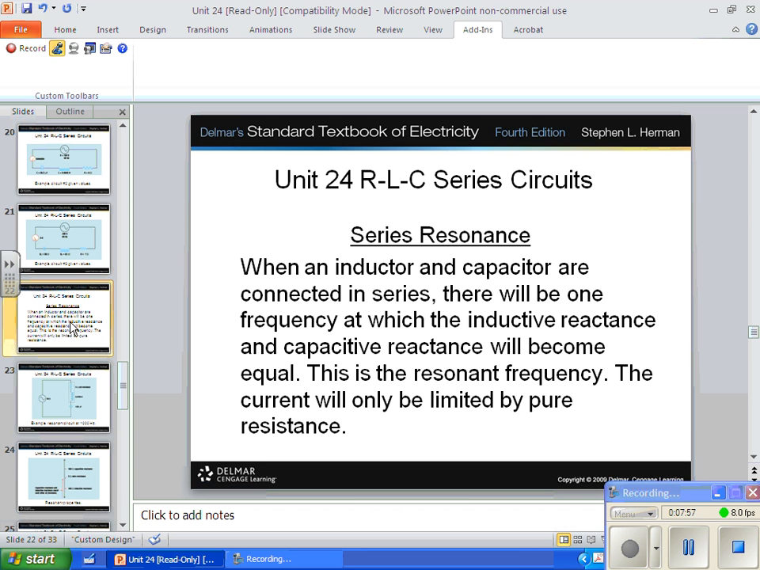Series resistance. When an inductor and capacitor are connected in series, there will be one frequency at which the inductive reactance and capacitor reactance will become equal. This is the resonant frequency. The current will only be limited by the pure resistance.